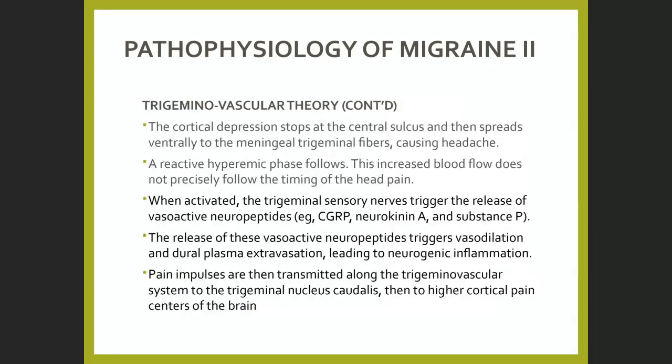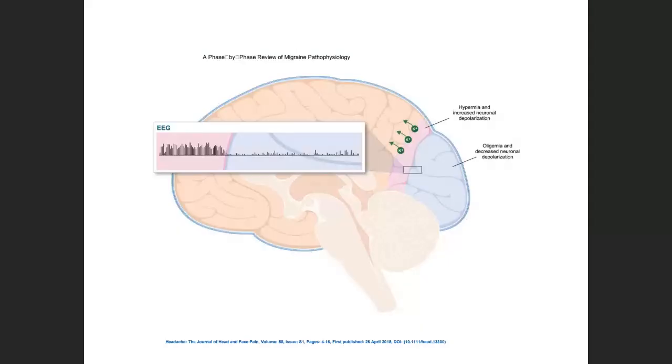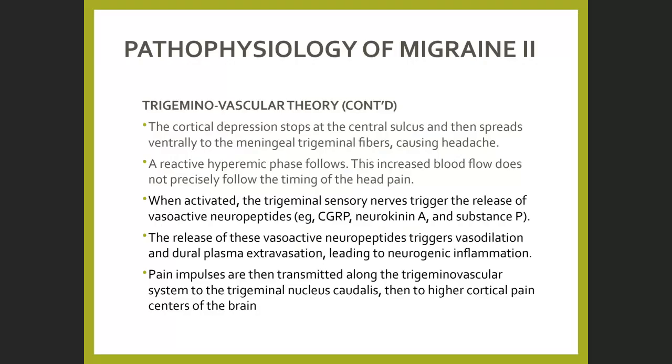So I think it's just important to know that migraineurs have an inherently hyperexcitable cortex due to genetic alterations in their neuronal ion channel function, that the migraine episode starts with neuronal excitation followed by depression. This starts occipitally and moves anteriorly. Once it gets to the central sulcus, it moves ventrally, and once the meningeal trigeminal nerve fibers are triggered, they release these neuropeptides, which lead to inflammation and the pain.